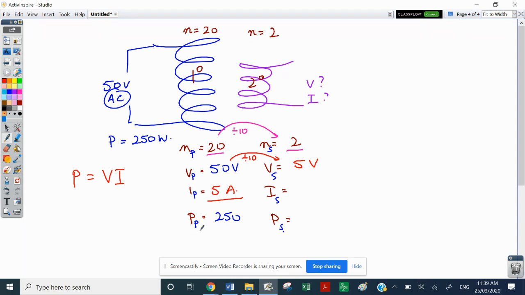The power in the secondary coil must be the same as the power in the primary coil. So we know that's 250 because the amount of wattage there must be the same wattage there. And as a result, if 5 times what would equal 250, then that must be 50 amps. So we haven't created or destroyed energy. The energy of the primary coil must equal the energy of the secondary coil. So that's a step-down transformer.